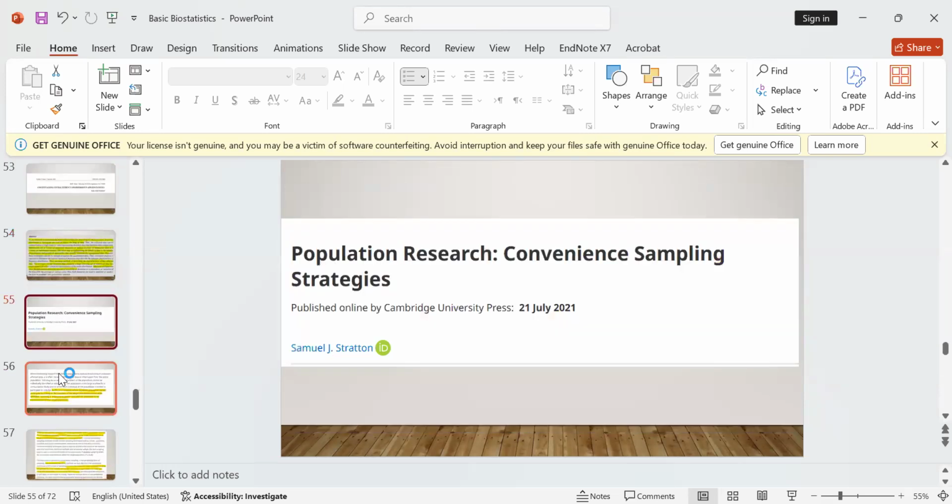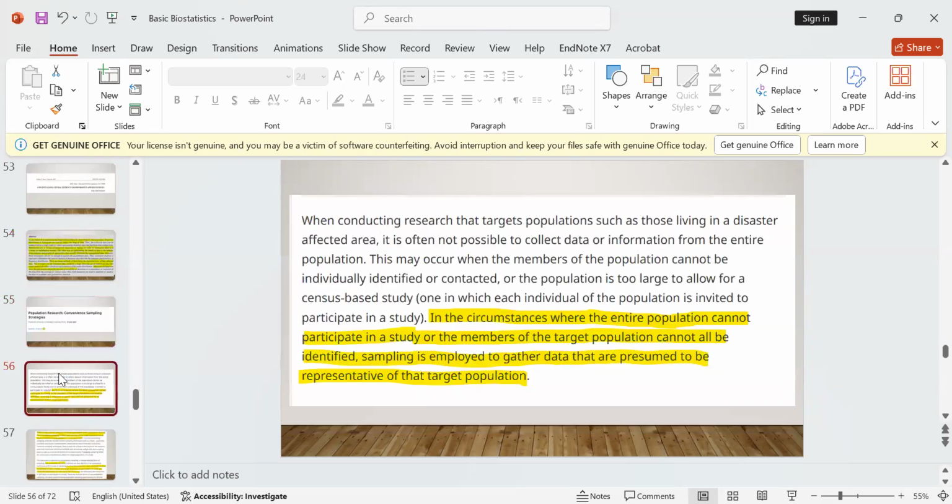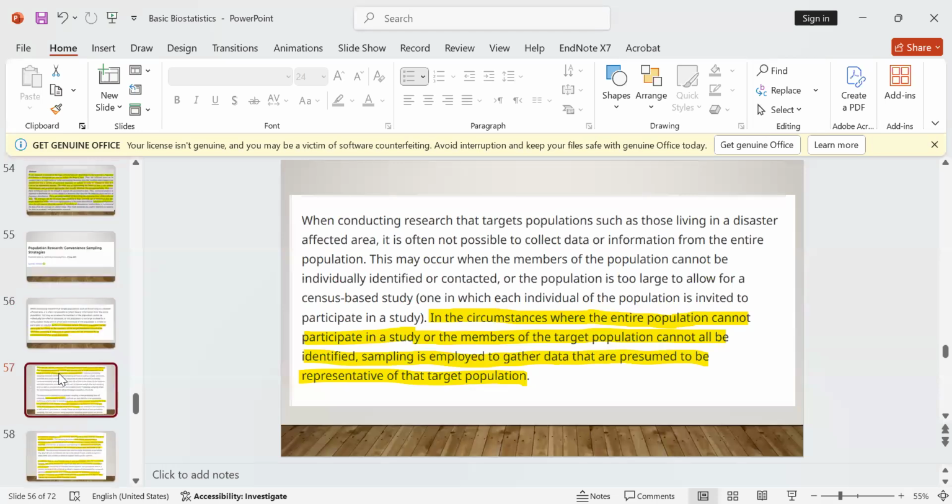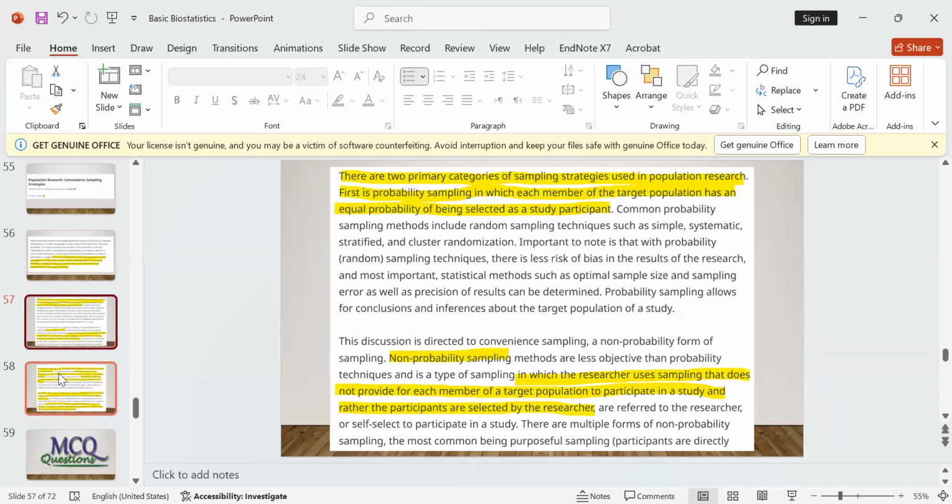Population research, sampling strategies. In circumstances where the entire population cannot participate in a study or the members of the target population cannot all be identified, sampling is employed to gather data that are presumed to be representative of the target population. There are two primary categories of sampling strategies used in population research. First is probability sampling, in which each member of the target population has an equal probability of being selected as a study participant. The second is non-probability sampling, in which the researcher uses sampling that does not provide for each member of a target population to participate in a study, and rather the participants are selected by the researcher.